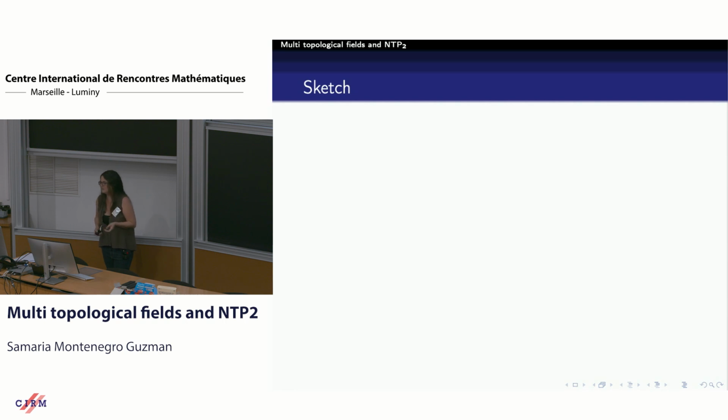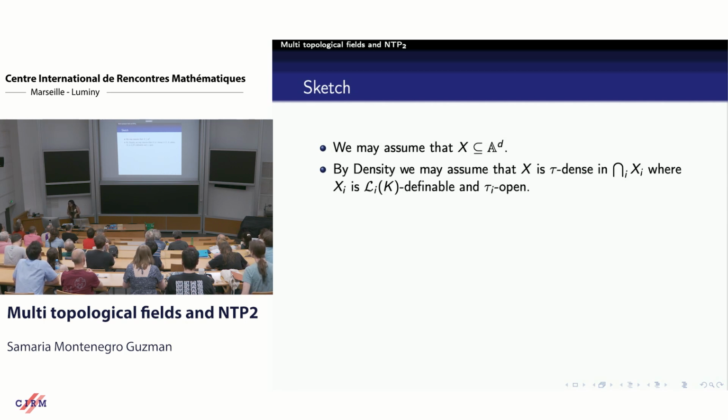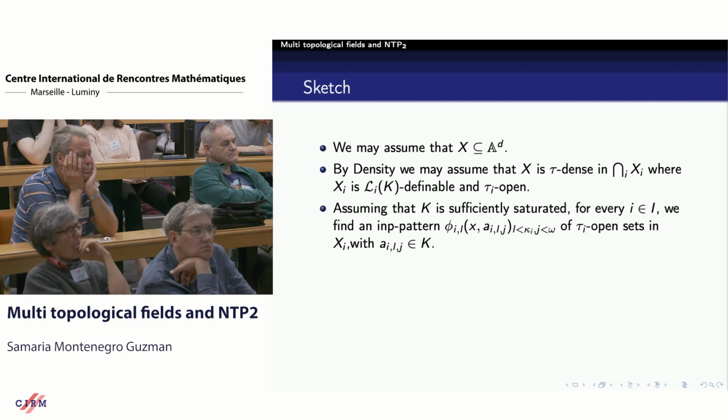Just quickly, I will not really give you the sketch of that, but the idea is, you can assume that you are in the affine space, so you use density to suppose that, in fact, your set will be tau-dense. Tau is the topology that comes from all the tau topologies, remember? And remember that you fix tau i for each i. And so X will be dense in some intersection of Xi, where Xi is definable and tau-open. So we prove that we can suppose that.